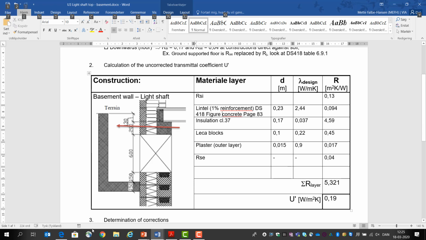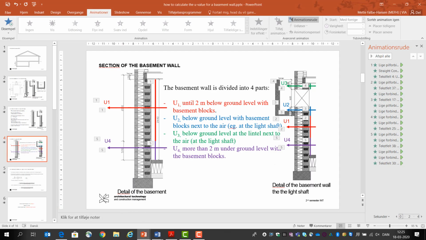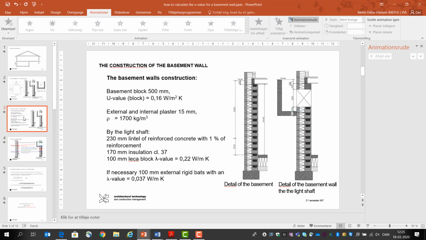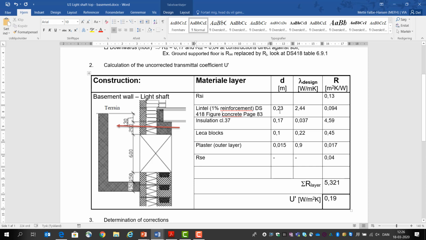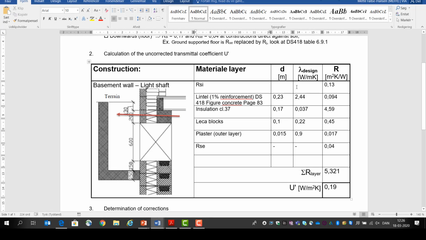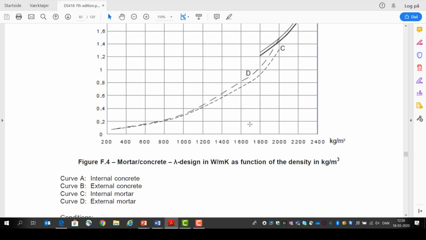I can see it here if I go to the presentation and I go up here. I can see the lintel is 230 millimeter wide. So therefore 0.23. Then I have to find the lambda value, and that is in DS418. So I jump to that.